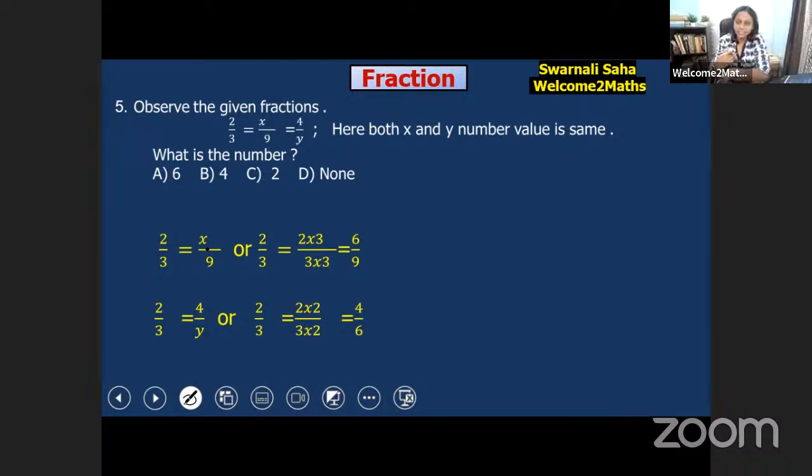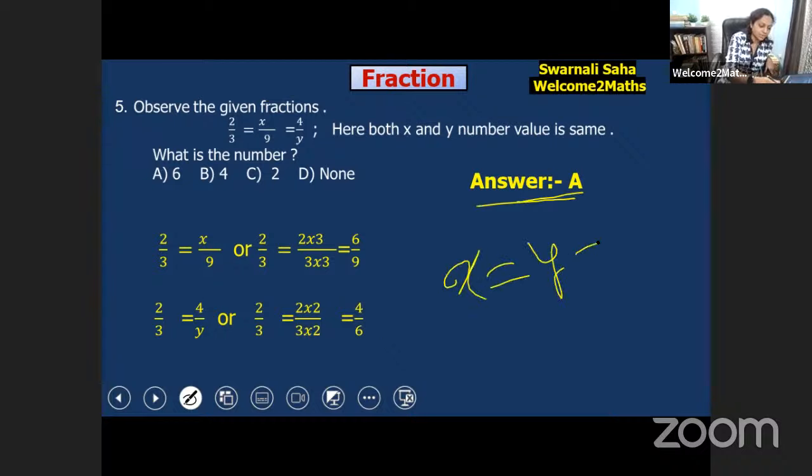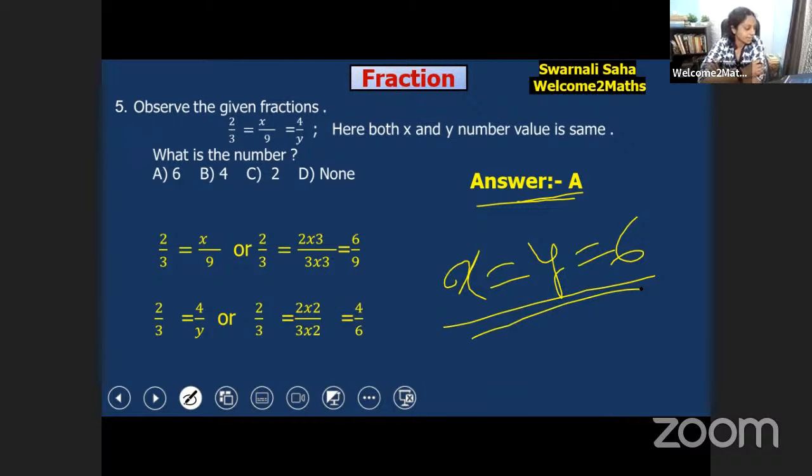We got it. In the next case, 2 by 3 is equal to 4 by y. Here we have 4, that means if we multiply 2 by 2, we'll get 4. So in the same way, we will multiply 3 by 2 for y. So 2 into 2 is 4 and 3 into 2 is 6. So we got the value. So answer A is the right one. That means x is equal to y is equal to 6. That is the answer. A is the right one.